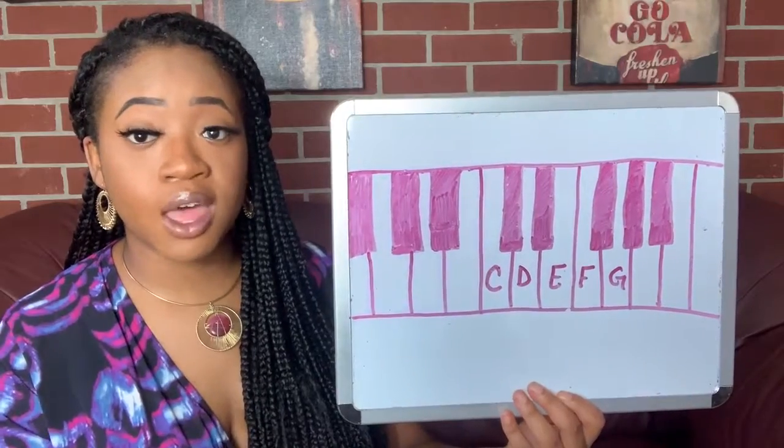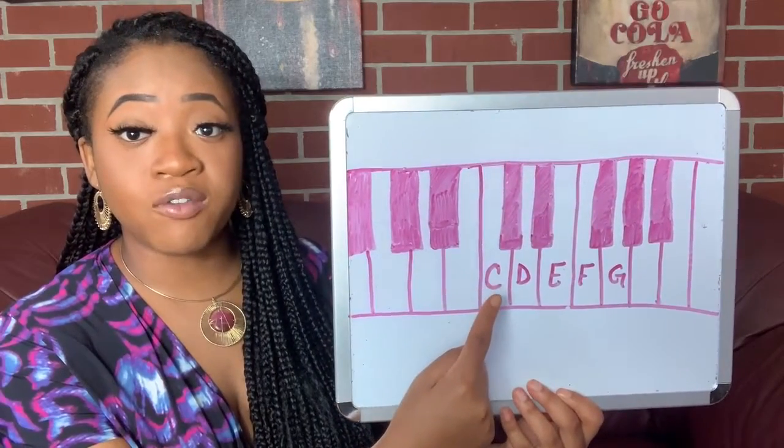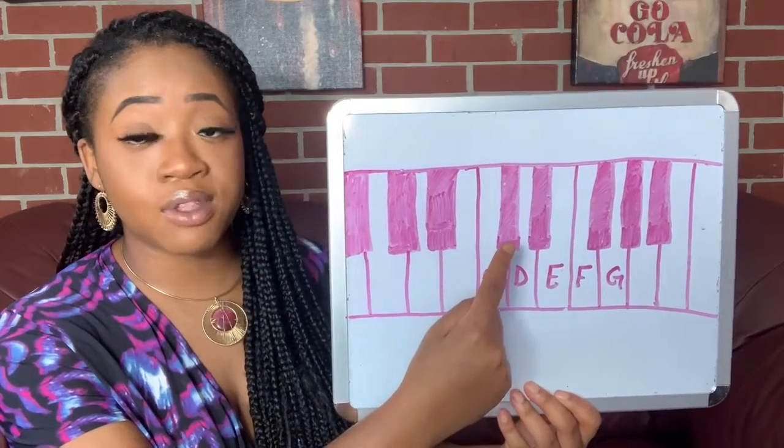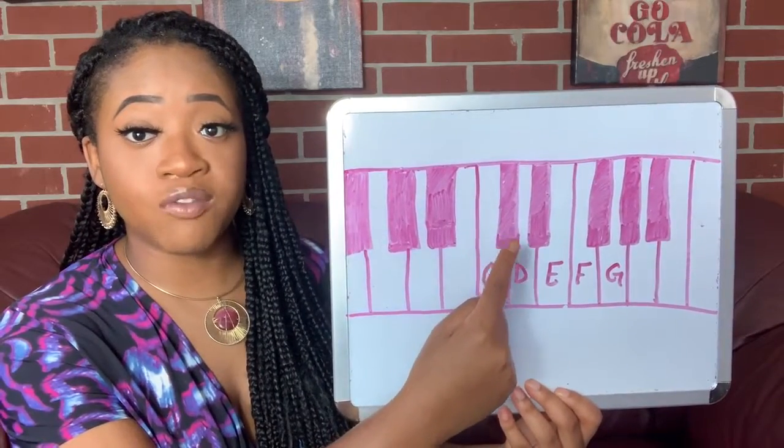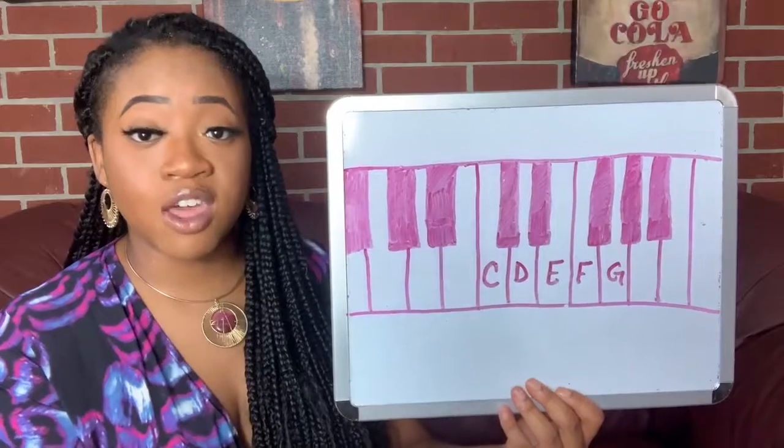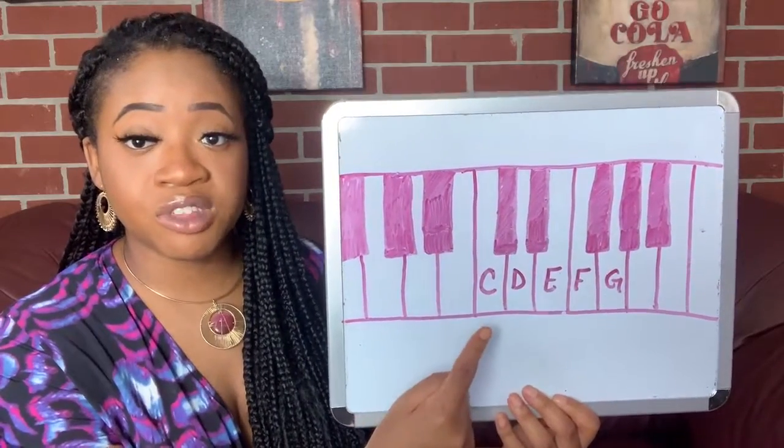Let's review that one more time. One half step will be from C to C sharp. We need another half step. So our second half step will be from C sharp to D. Therefore, a whole step will be from C to D.